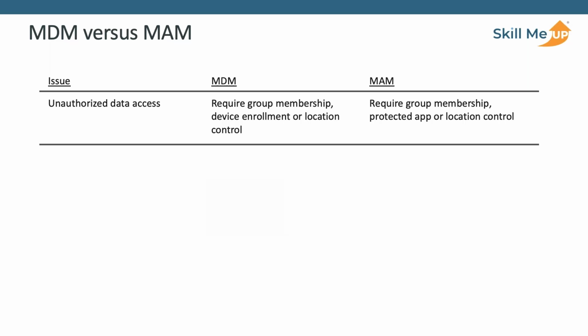Now, to achieve the same thing in a bring your own device, you're going to require group membership again, because that's how we can control how the policies are applied. But this time we're going to utilize protected app or location control. So location control is actually visible in all of those. So it's available at any type of policy that you create. You can say trusted locations, these specific locations, multi-factor locations, etc.